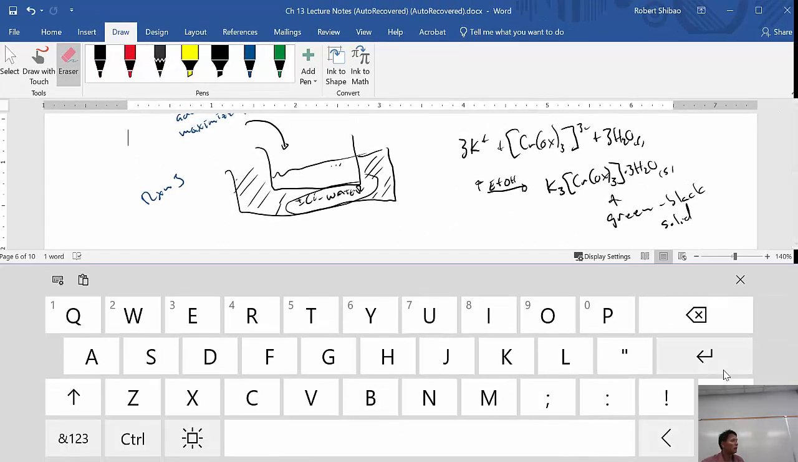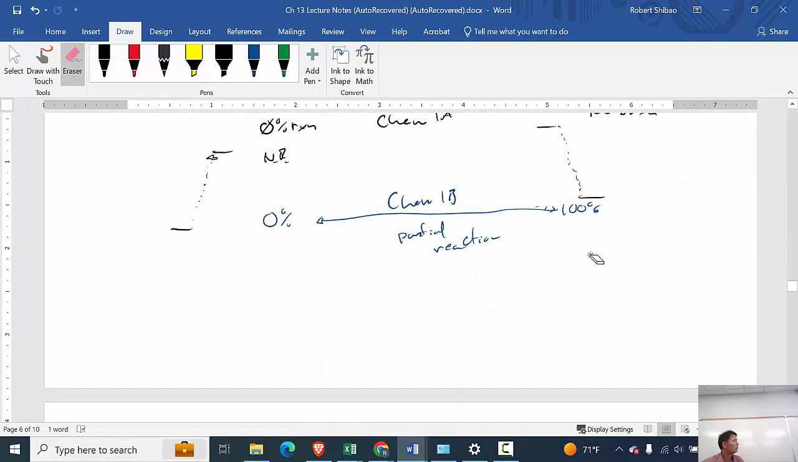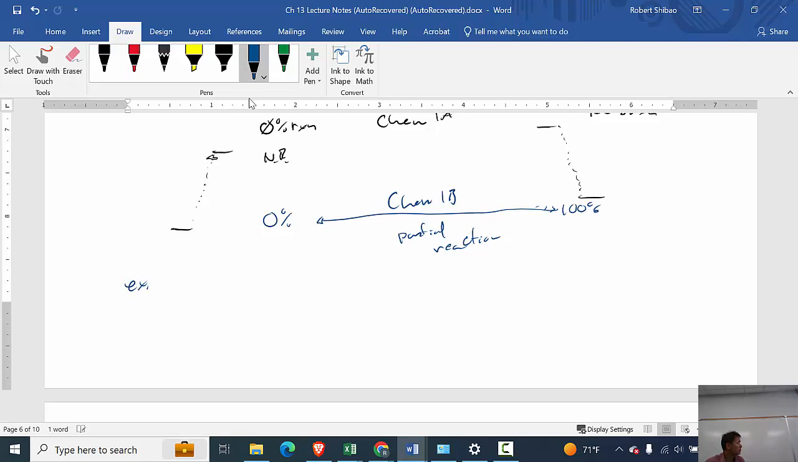So to give you an example, we know that weak acids are weak electrolytes. So this would be an example of Chem 1B. Weak acids are weak electrolytes.